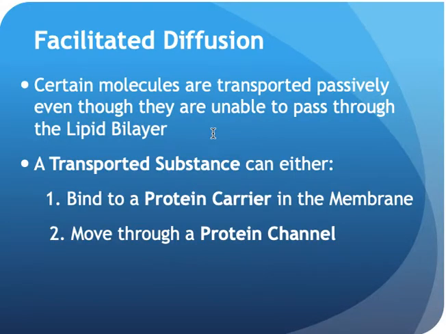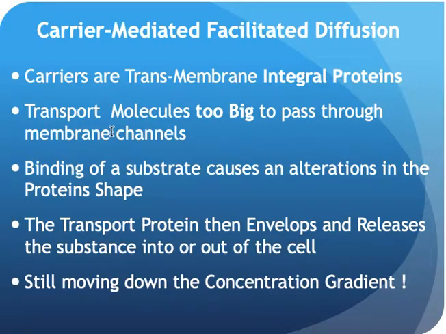Certain molecules are transported passively, even though they are unable to pass through the lipid bilayer. A transported substance can do one of two things. It can bind to a carrier protein, or it can move through a protein channel. We're going to take a closer look at these, but again, it's still a type of diffusion, so still passive. So here is carrier-mediated facilitated diffusion, and just by the name it sounds like it's going to require energy, so again, it can be a little bit tricky.